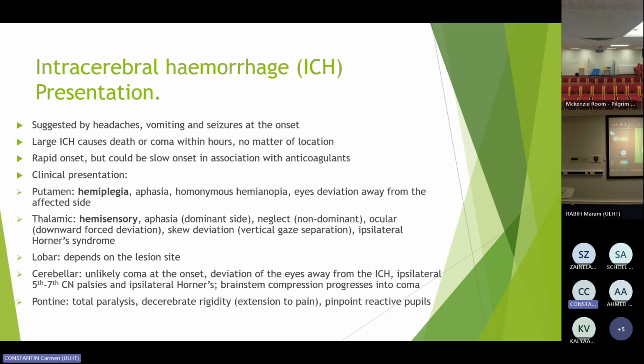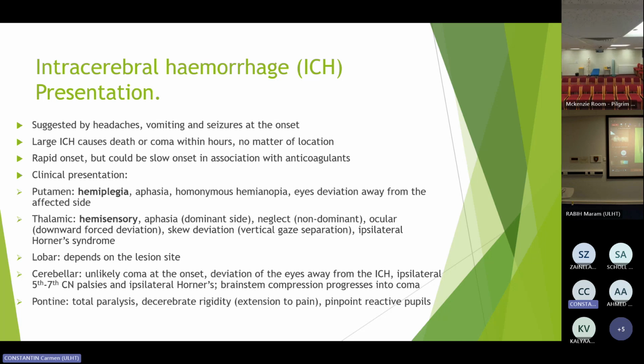Also thalamus. Thalamus is giving hemisensory loss, so loss of sensation contralaterally. Also, if the thalamus is affected on the dominant side, we could have aphasia. On the non-dominant side, we could have neglect. Ocular presentation with downward forced deviation, with vertical gaze separation in skew deviation. And we could have ipsilateral Horner syndrome in thalamic hemorrhage.